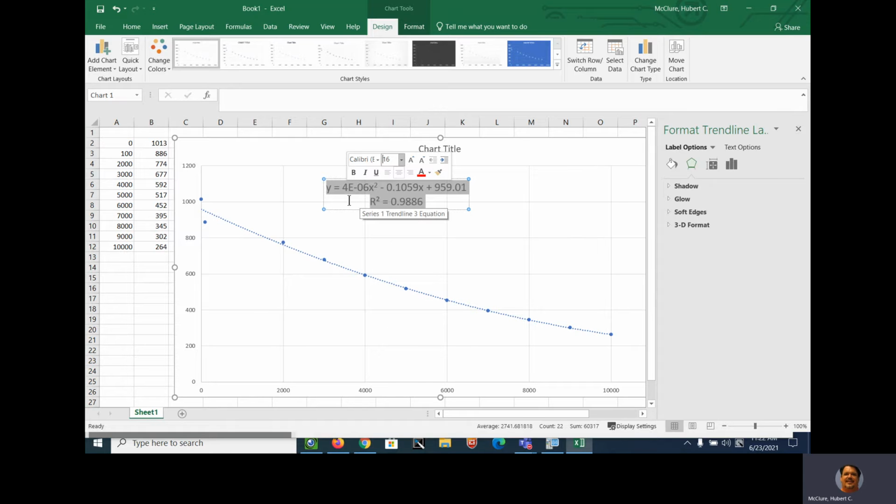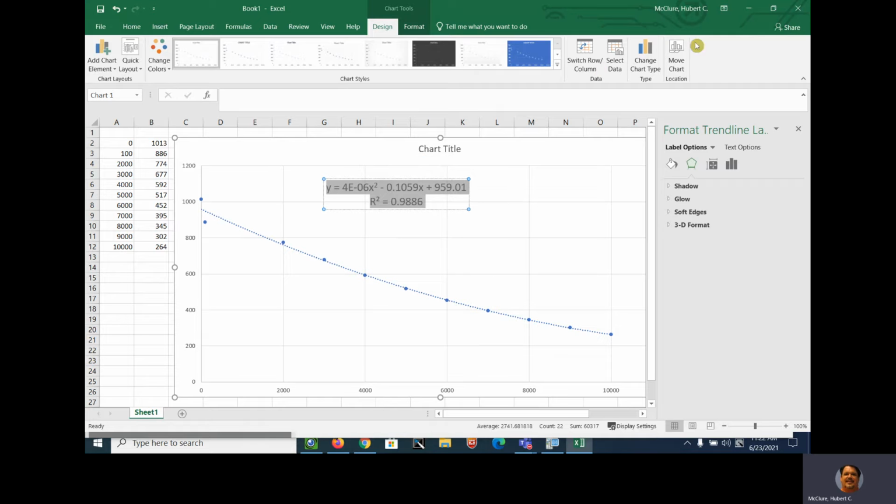And that's 5 zeros. So that's going to be 0.000004 x squared minus 0.1059 plus 959.01. I think that one's pretty close.